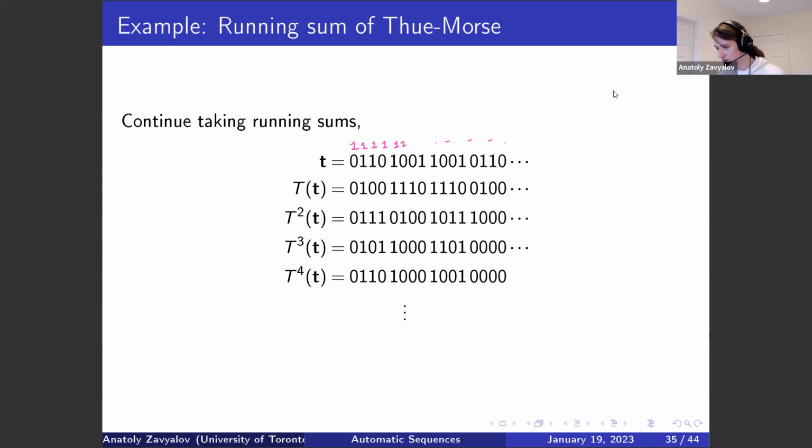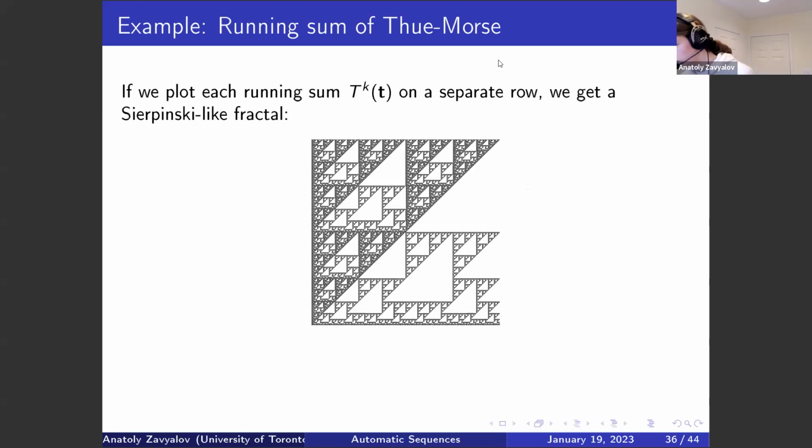And it gives you, I want to stop annotating. It's not letting me. Okay. And if you do that, you get the Sierpinski triangle. And if you do that for the Thue-Morse sequence, you also get these Sierpinski-like fractals.